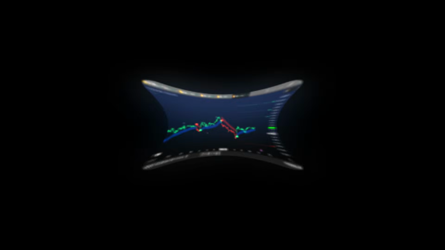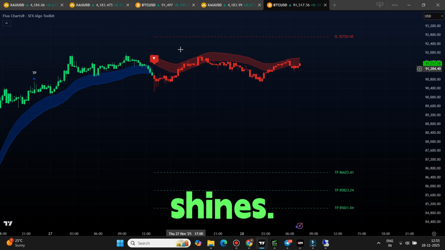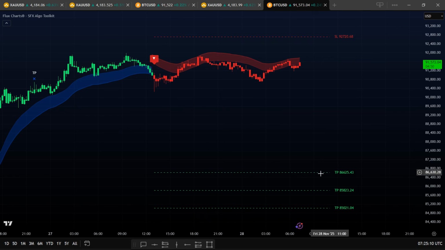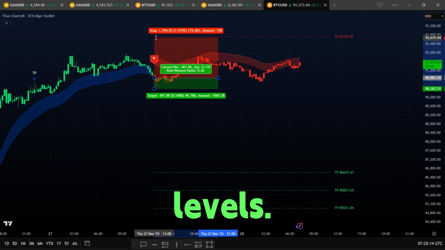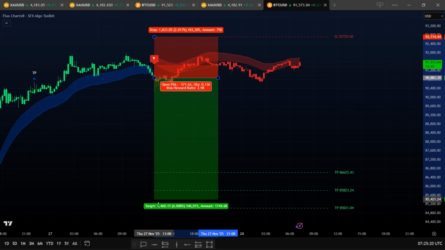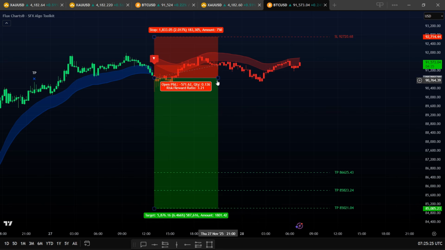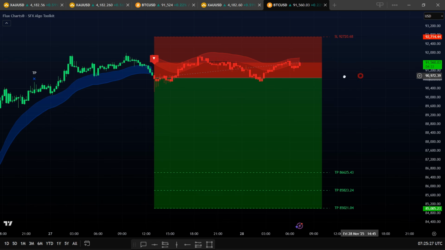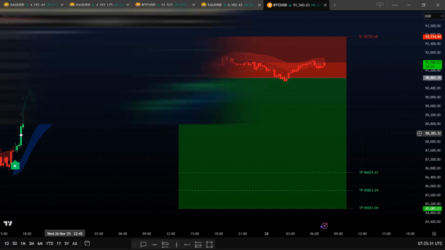Now, signals are great, but risk management is what keeps you in the game. This is where I think SFX Algo shines. When a signal fires, it automatically projects a stop loss and 3 take profit levels. These are based on market structure, not random guesswork. They are fixed levels. They do not move. You can see clearly on the chart when a target is smashed, whether you take all profit at level 1 or scale out 30% at each level to ride the wave. The visual clarity here is top tier.